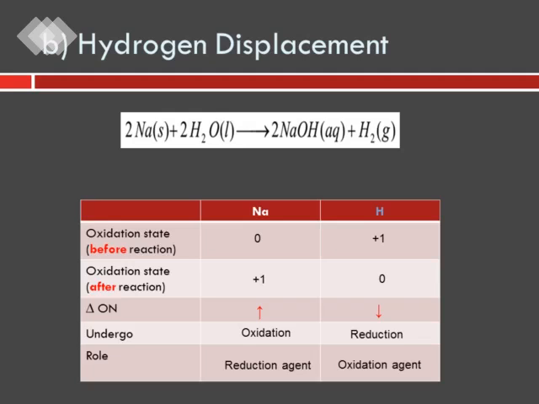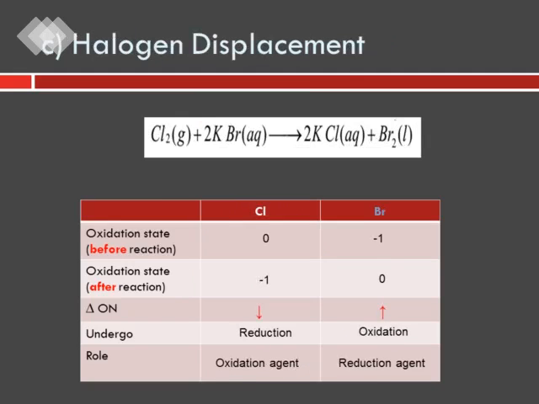In this hydrogen displacement reaction, the hydrogen atom of the water is displaced by the sodium atom, hence the sodium became oxidized. In this reaction, bromine is displaced by chlorine and became oxidized due to its oxidation state increase from -1 to 0.